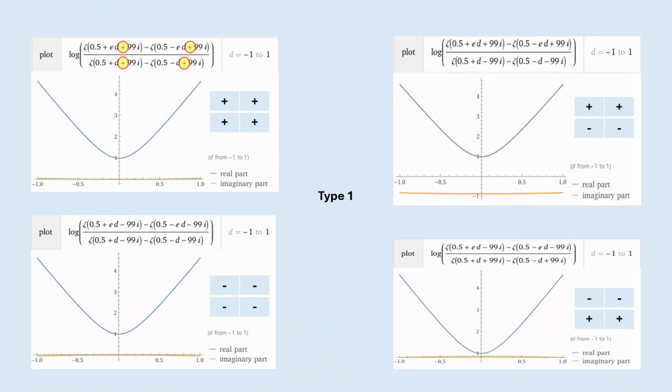Now we show some variations of those signs which turned out to produce the same curve as the real part of the plot. The combination pattern here is that the left signs are the same as the right ones.